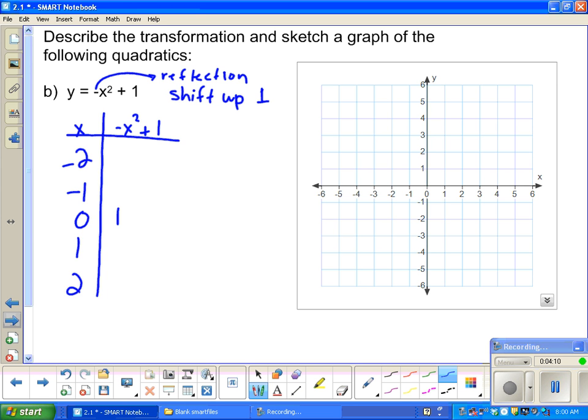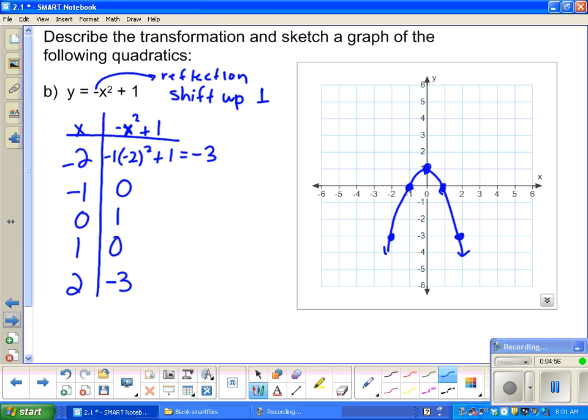Negative 2 squared is 4, times negative 1, so it's negative 1 times negative 2 squared, plus 1. That will end up being negative 3. Now I do the same thing with negative 1. Substitute it in, I will get 0. When I substitute 1 in, also going to get 0. And when I substitute 2, I'm going to get 3. Oh, negative 3. So let's look at this graph: negative 2, negative 3; negative 1, 0; 0, 1; 1, 0; and 2, negative 3.